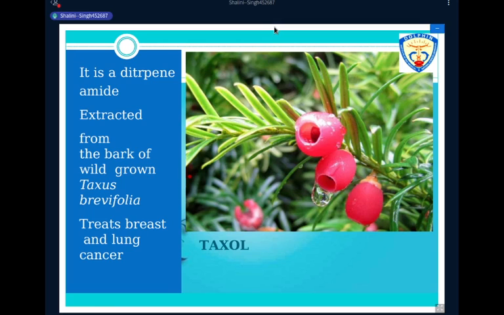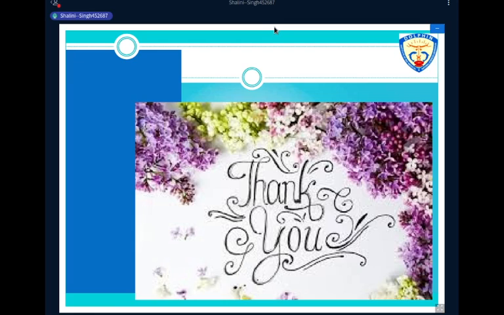This tree takes many years to mature, and if we cut down the whole tree for the treatment of cancer disease, that would not be sufficient for the entire world population. So it is best to develop this Taxol in cell suspension culture so that we can treat the global population who are suffering from breast cancer and lung cancer. This Taxol also has immense anti-tumor activity.